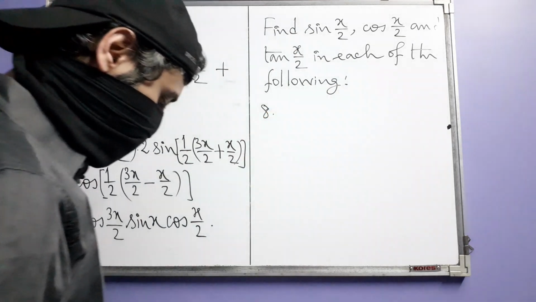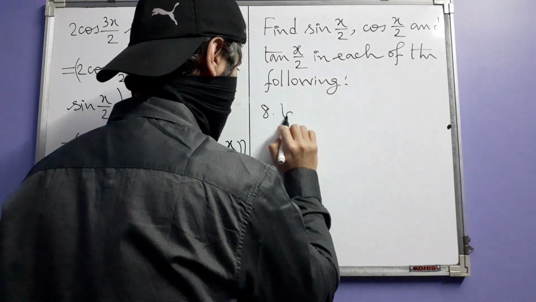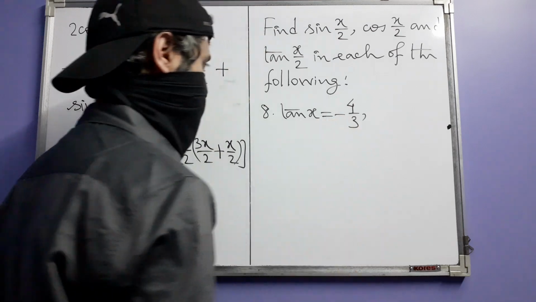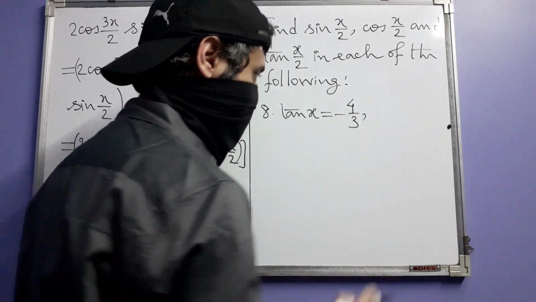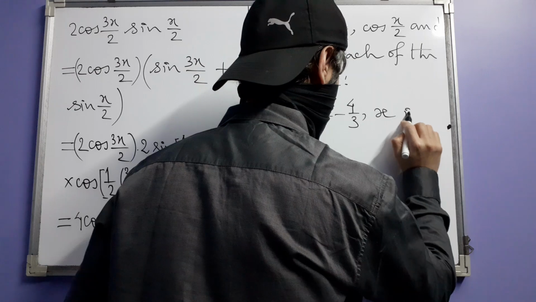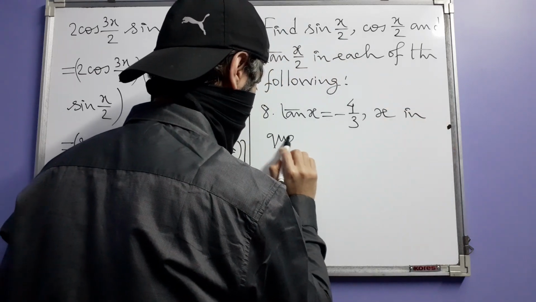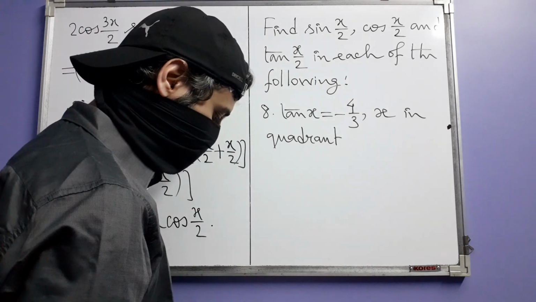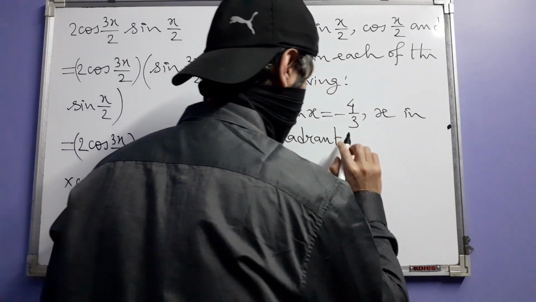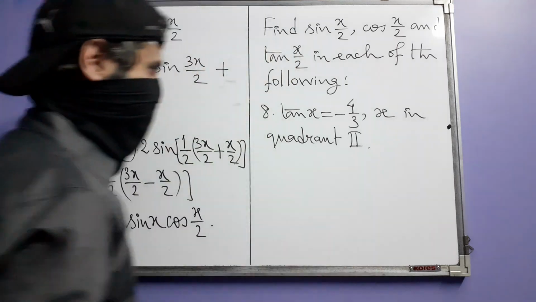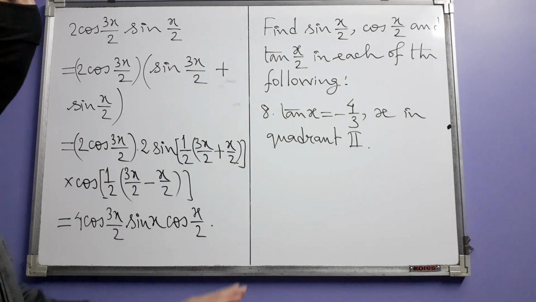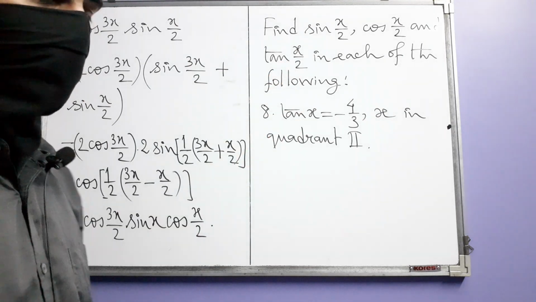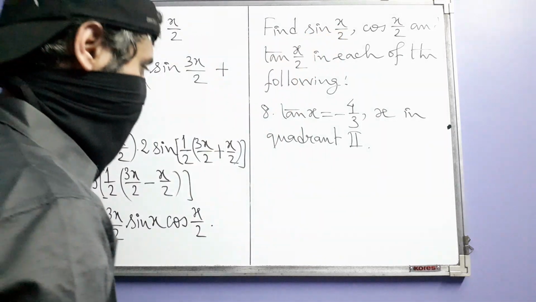Number 8. It is given that tan x is minus 4 over 3 and x is in the second quadrant. Note that tan x is given, not tan x over 2. So we need to calculate these values.